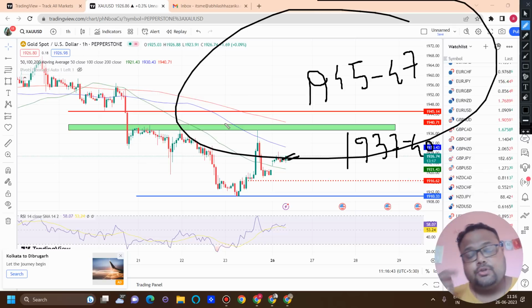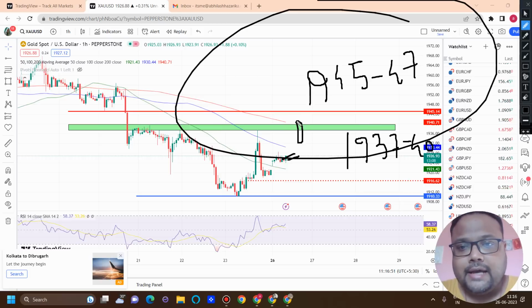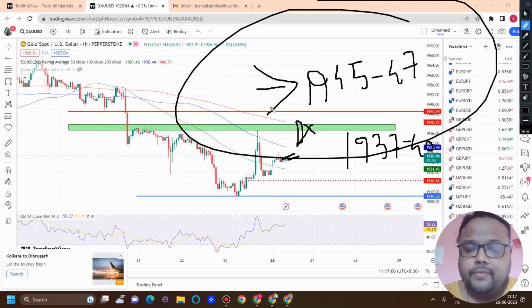In case the market surprises us with some volatility and breaks the level here, then obviously if you see a green candle at 1937.40, you should use common sense and avoid any sell. Then wait for the market to hit the 1946-47 level. Once you see the market reversing from 1946-47, you can look for a sell position.